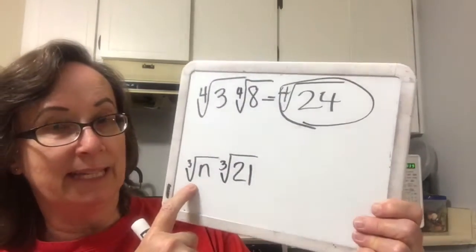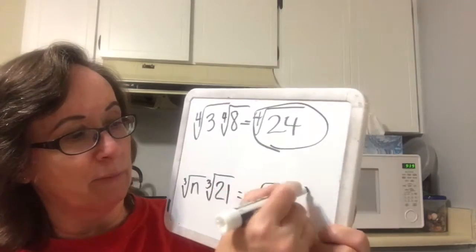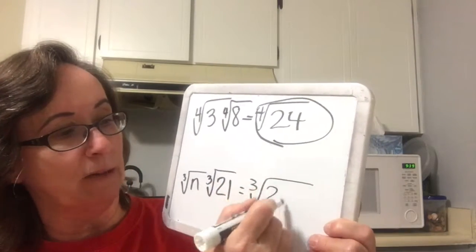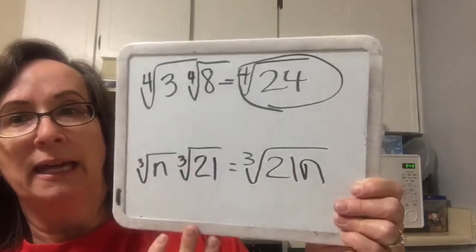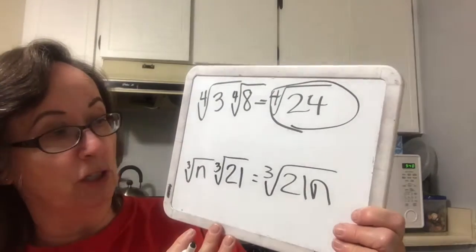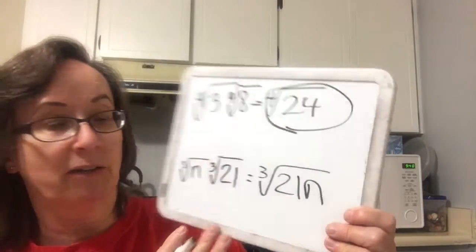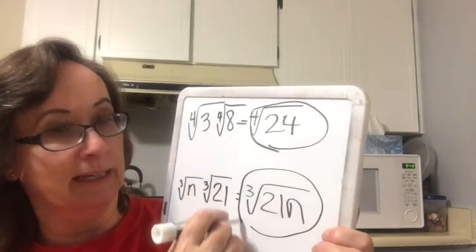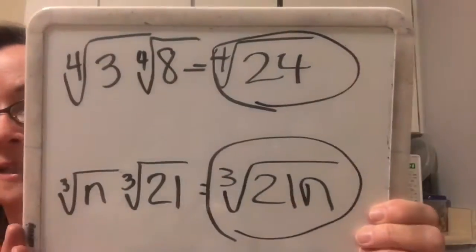When I put these into one radical, I would end up with the cubic root of 21n. And 21n has no perfect cubes in it, and therefore I would leave it just like it is. So that's that one.